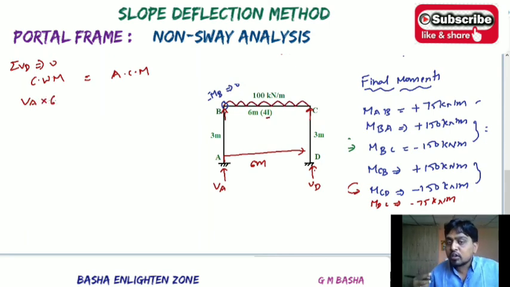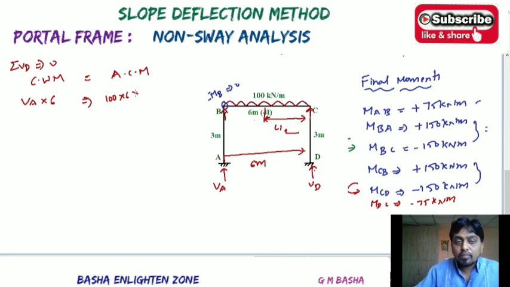Is there any horizontal force acting on that particular column while taking vertical reactions? There will be no such force acting. Here there will be a downward force, that is 100, so take 100 into 6. That is the entire force, and it is always taken from the center, at a distance of L by 2. W into L into L by 2.